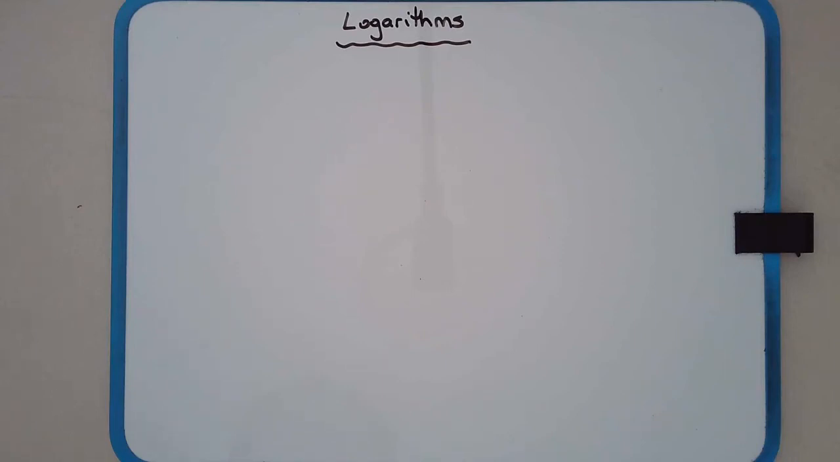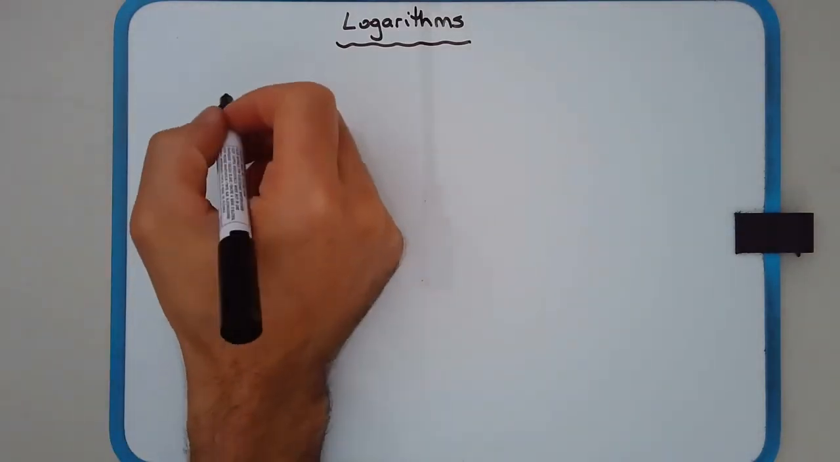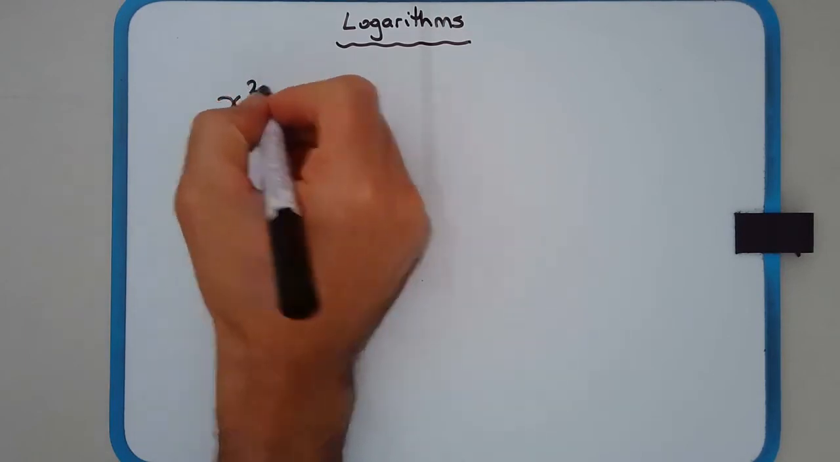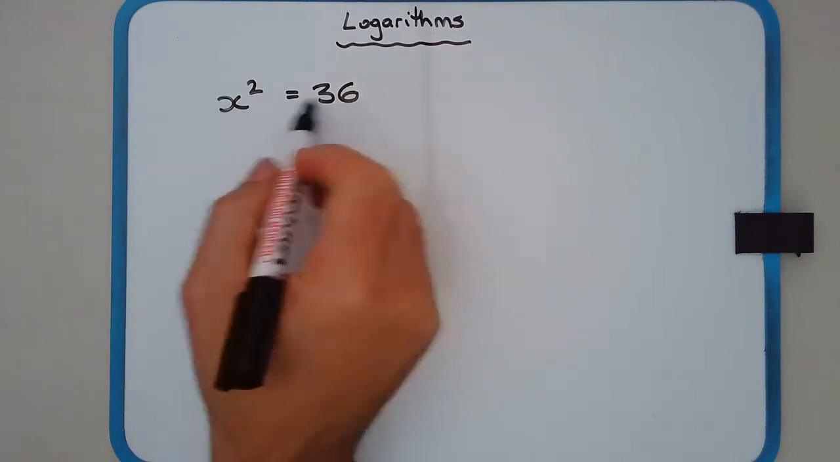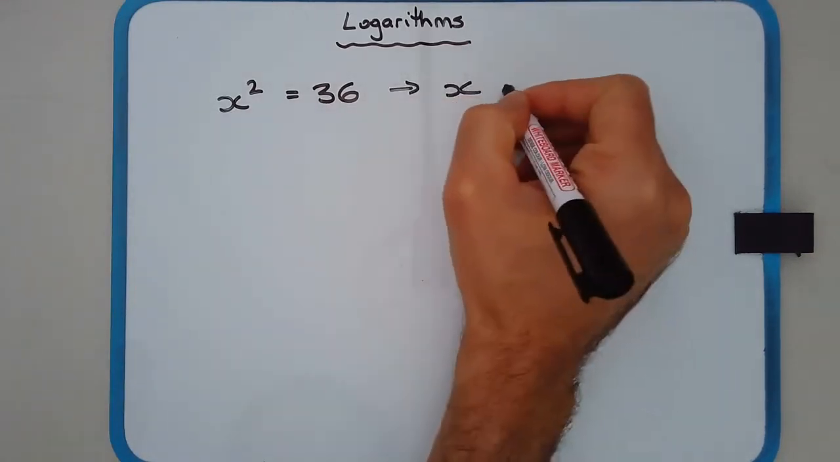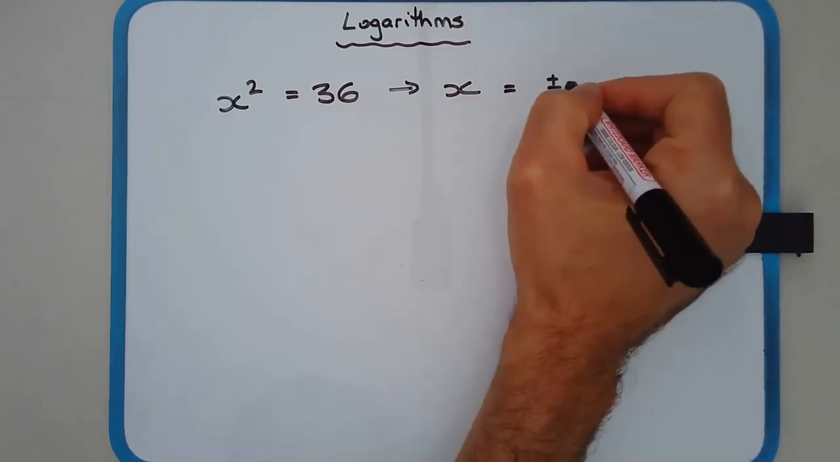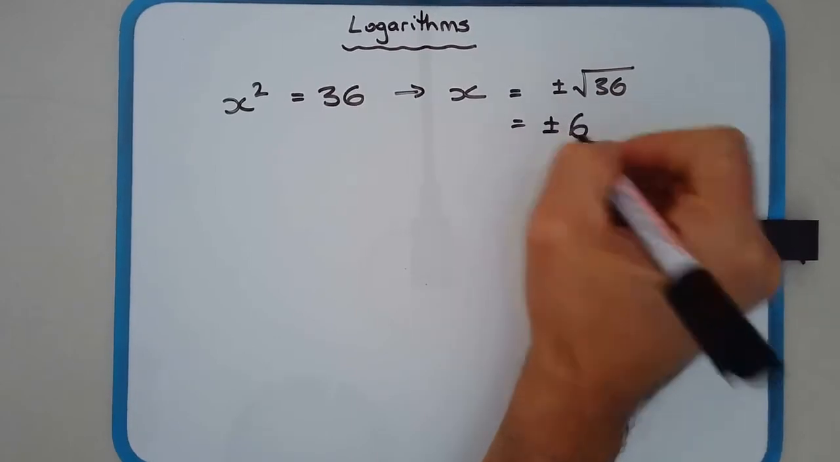In this video, I'm going to introduce the concept of logarithms. But just before we do, I want you to have a think about a few things first, and in particular, inverse operations. If I was to ask you to solve, for example, x squared equals 36, you would say, well, okay, that's great. I can take the square root of both sides. So x is equal to plus or minus the square root of 36, which is plus or minus 6.